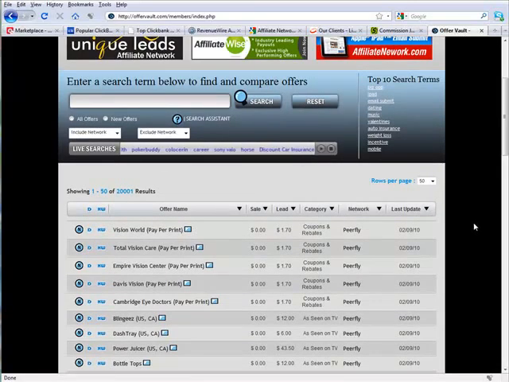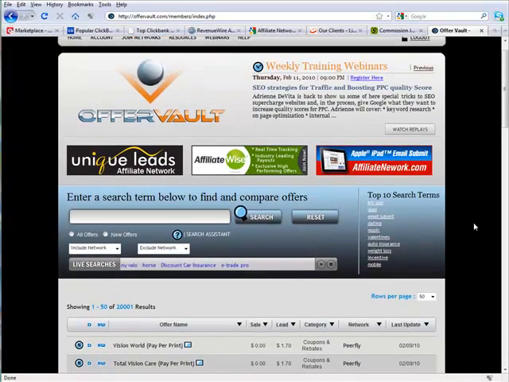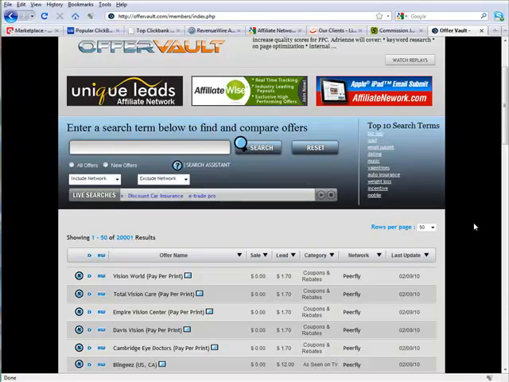But let's move on to one of our last, or the last actually, different way that we can spy on offers. Now this website is OfferVault, and what OfferVault is, it's basically just an amalgamation of all of the different CPA networks. So CPA stands for cost per action. It allows you to get paid for multiple actions, including but not exclusive to just the sale.